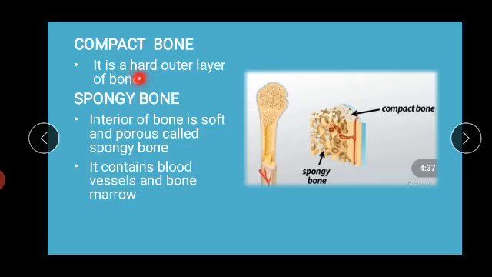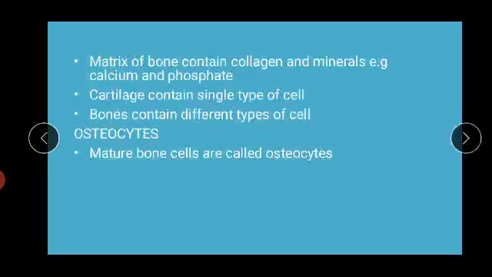Compact bone is the hard outer layer of bone. Spongy bone, the interior of bone, is soft and porous. You can see from this picture that it is a spongy and porous structure. There are pores present in this structure. It contains blood vessels and bone marrow. Here is the supply of the blood, and bone marrow is also present here, where the red and white blood cells are formed. The matrix of bone contains collagen and minerals, for example, calcium and phosphate.